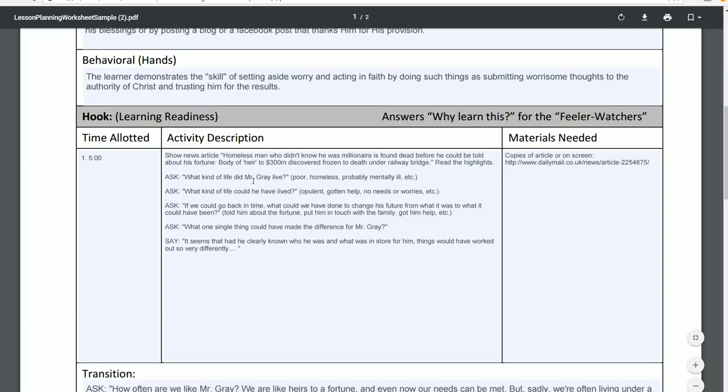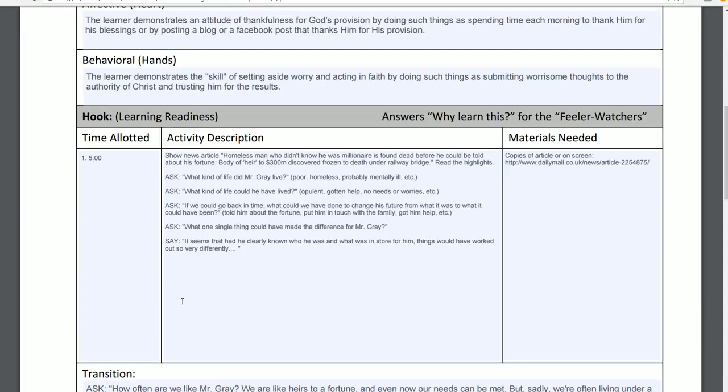What kind of life did Mr. Gray live? What kind of life could he have lived? If we could go back in time, what could we have done to change his future from what it was to what it could have been? What one single thing could have made the difference? And so these questions are reflection questions. So after they experience the hook, whatever that activity is, then your job is to help pull out and help them to reflect on it and to answer those questions that may have been stirring inside them.